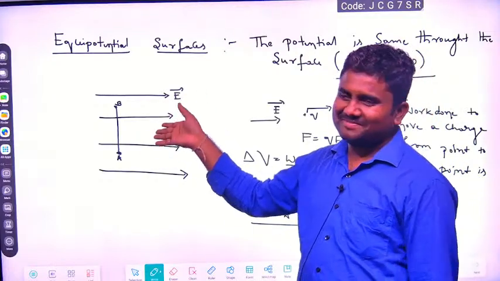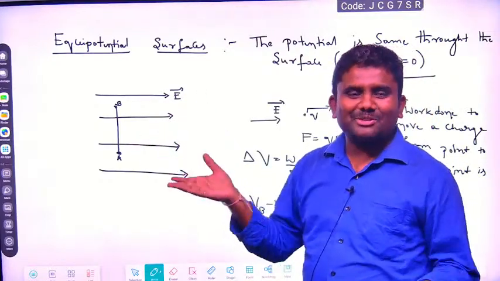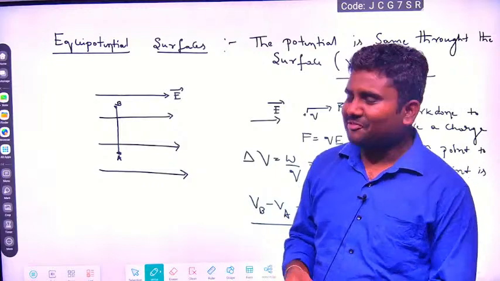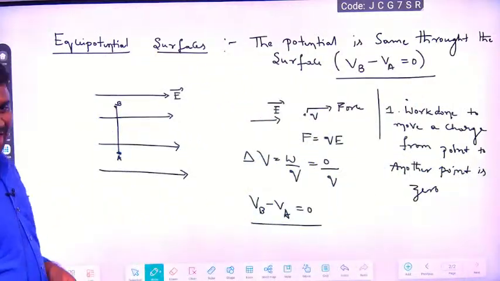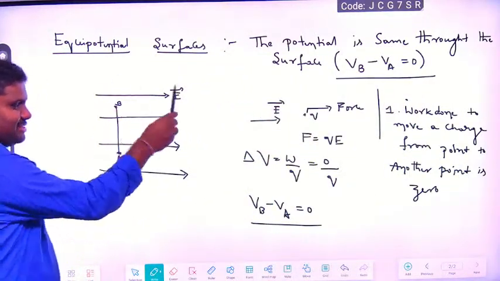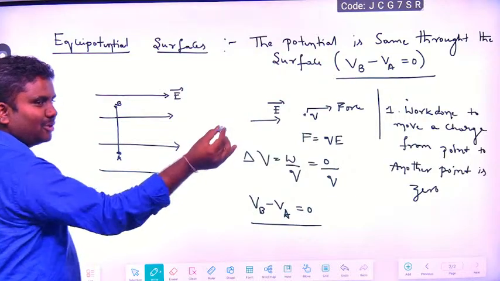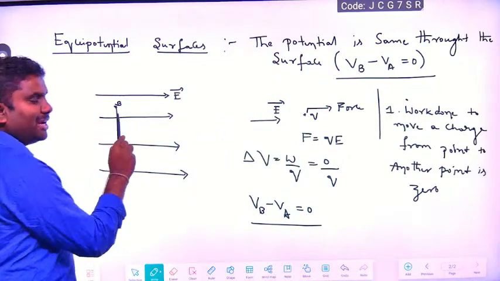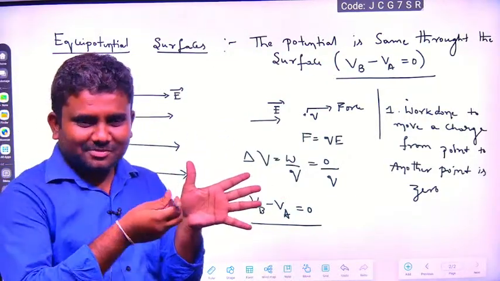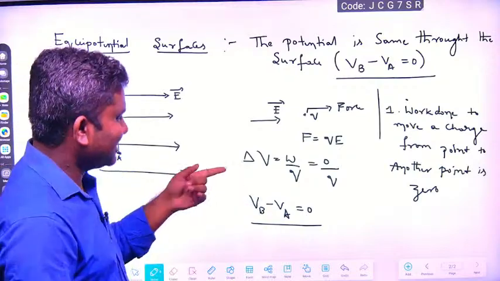Electric field lines are perpendicular to the surface area. Surface area, how will it be? Area vector, how will it be? The area vector will be normal. Correct, right? Now electric field lines are perpendicular to the surface. Okay, that is the second point, right?